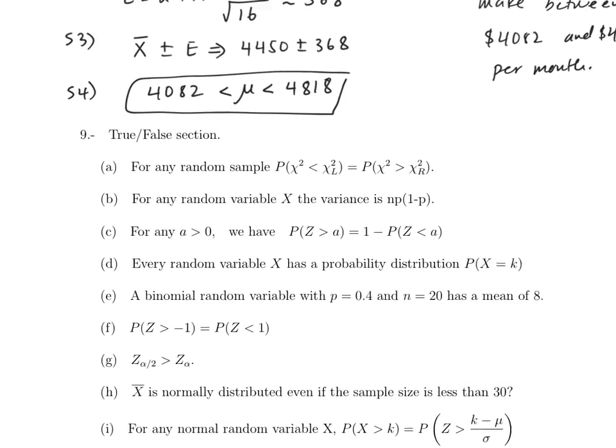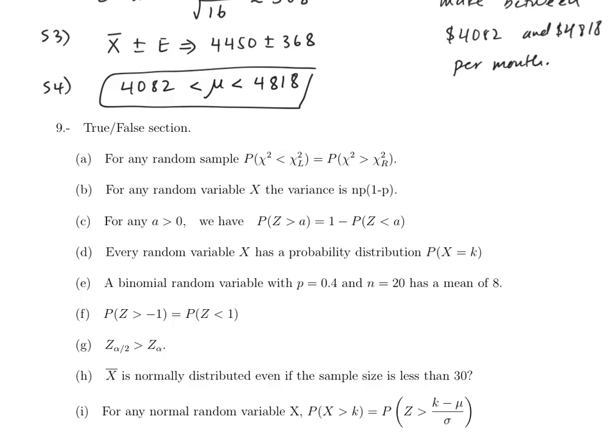Finally, the true or false. The first one says the area to the left of chi-square left is the same thing as the area to the right of chi-square right. Well, that one is true for this simple reason. We have chi-square right here and chi-square left somewhere here. Remember, this starts in 0. So this area happens to be alpha over 2, but this area is also alpha over 2. So they are the same. So therefore, this one is true.